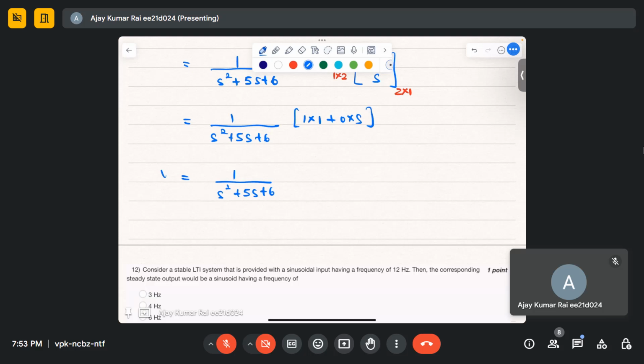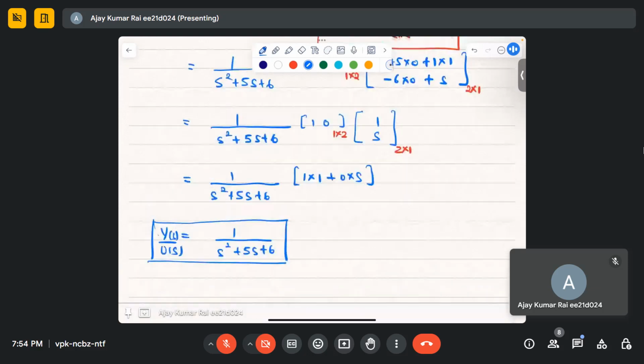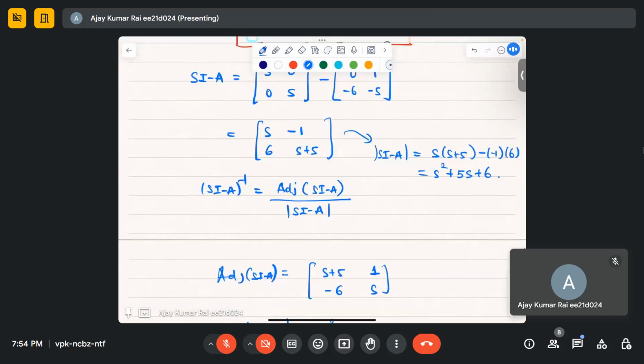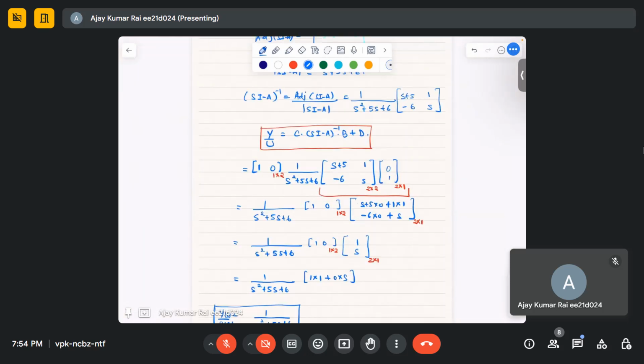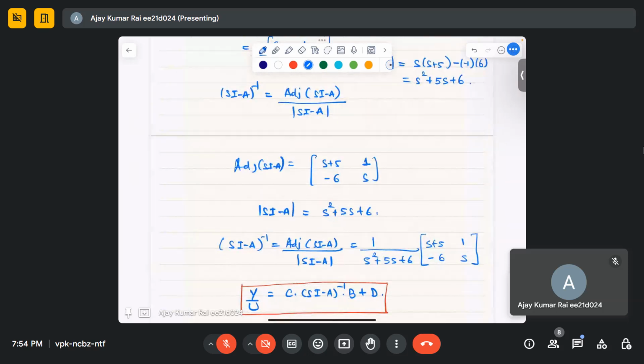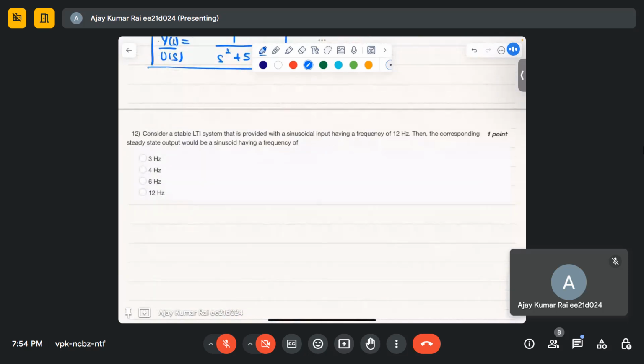So this is Y(s) by U(s). This is the transfer function: s square plus 5s plus 6. I hope this is very clear. Just follow the steps. So let me just quickly finish the questions.